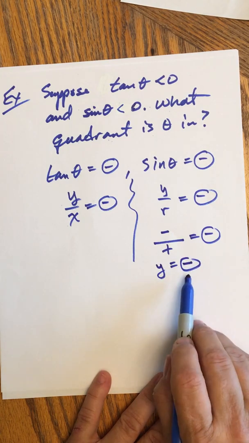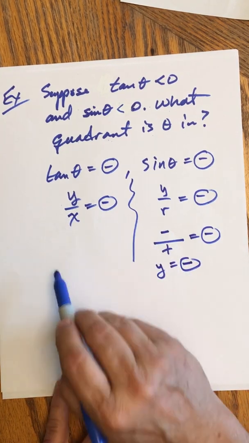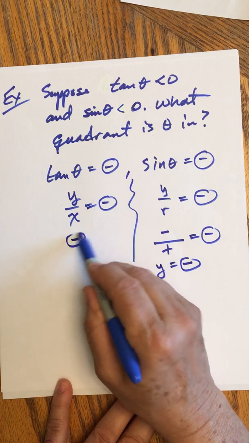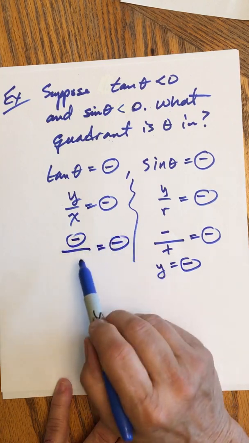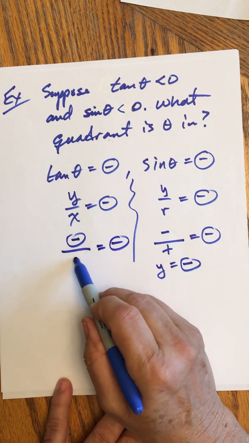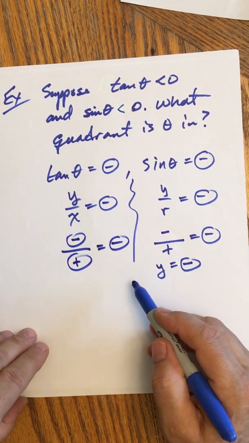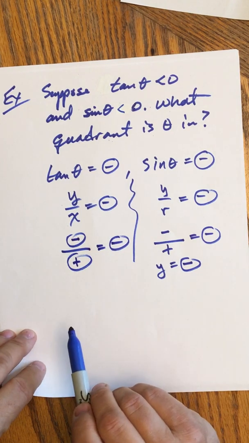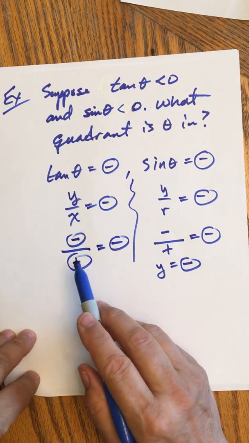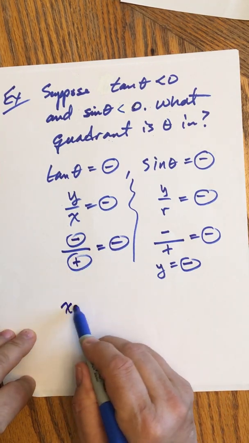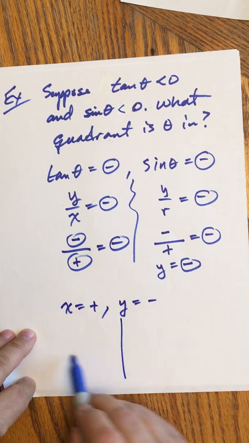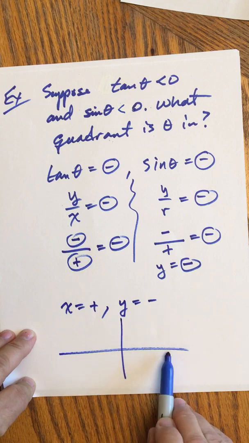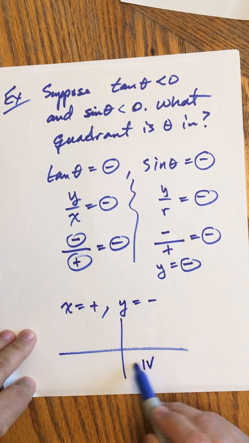Now I can use this information in here and say, okay, if y is negative, now I can fill that in. A negative number divided by another number ends up being negative, which means that x had to be what? Positive. Right? Because if they were both negative, I'd end up with a positive. So I know that x is positive. So now I know that x is positive, y is negative. What quadrant am I in? So I go positive and negative. I'm in quadrant 4. Okay?